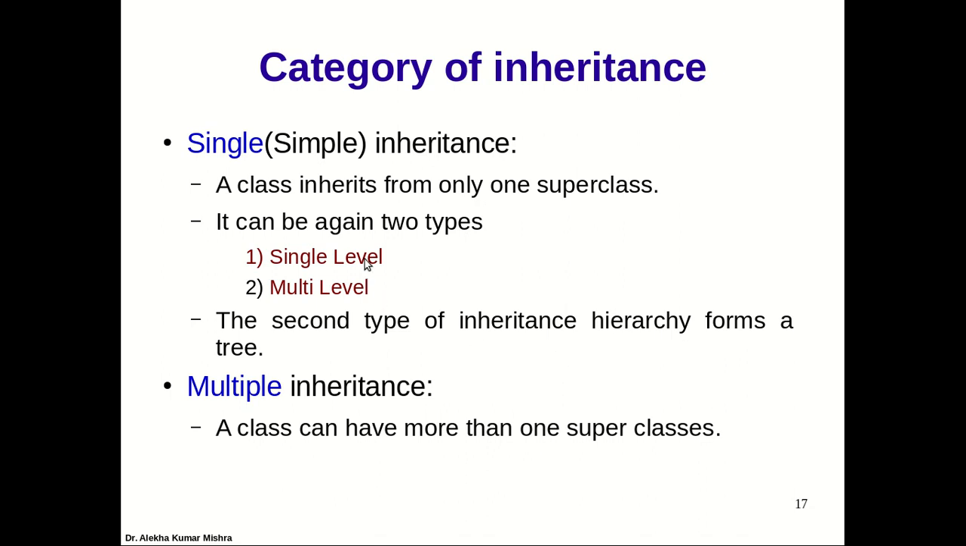In multi-level, there is one base class A, and it is derived by another derived class B, and B becomes the base class for some other derived class, let's say C. So that is multi-level. And multiple inheritance means that a class has more than one superclass. So this is how the categories have been defined for inheritance.